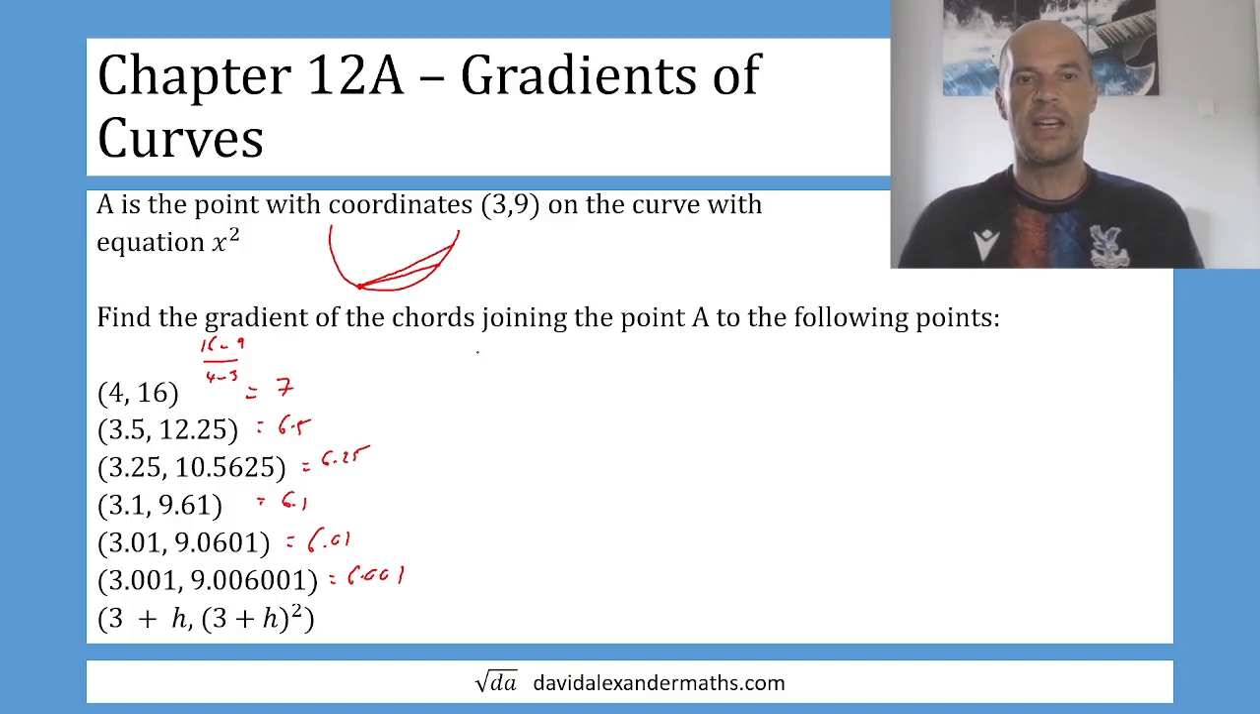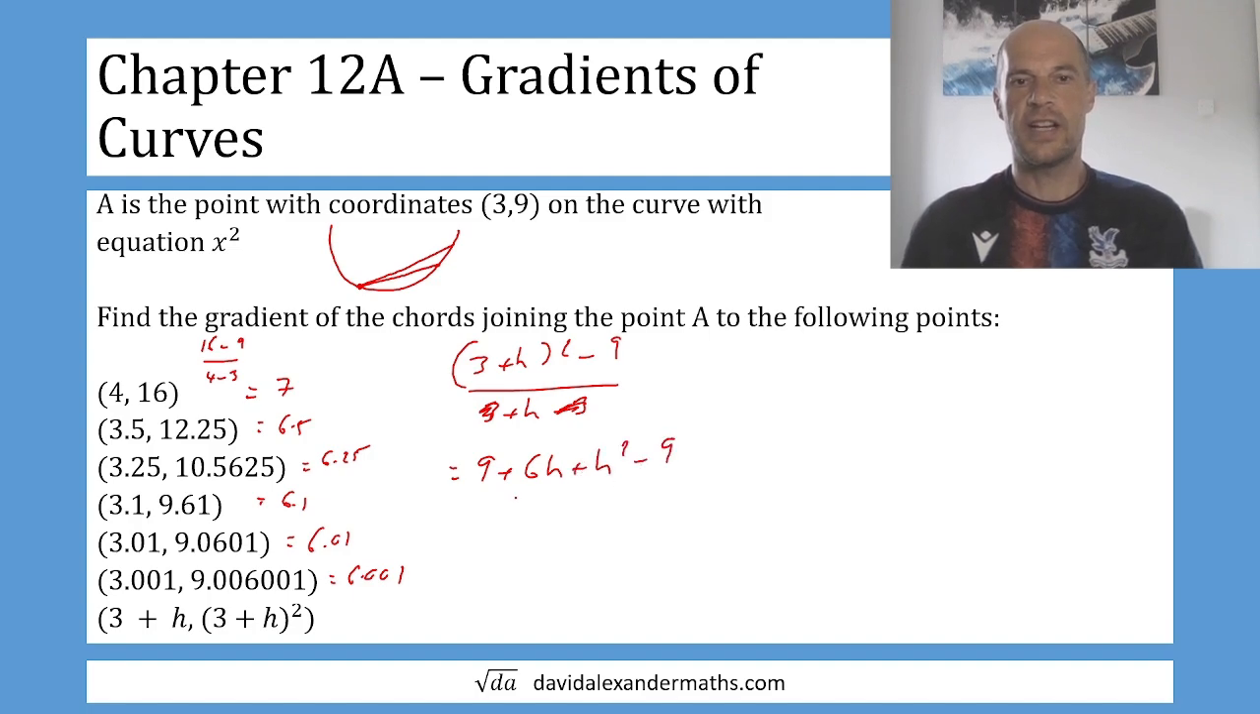So the change in y is going to be 3 plus h squared take away 9 divided by 3 plus h take away the x value of 3. Okay, so we can see that the 3 minus 3 on the denominator cancel. We can expand the brackets on the numerator, so that's going to be 9 plus 6h plus h squared take away 9 over h. And again, the 9's will cancel out. And then if we divide through by h, we're going to get 6 plus h. So the gradient here is 6 plus h.